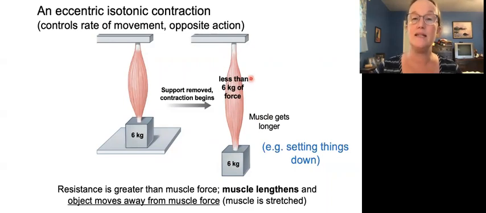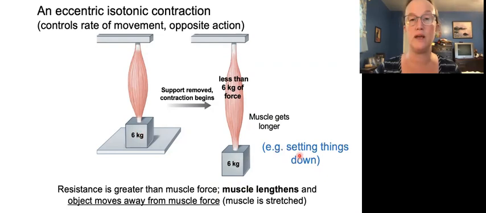This muscle can still be creating force, it can still be contracting and generating tension. And if it is, what it's doing is it's slowing the rate of descent of that weight. That muscle is getting longer, as you can see, as it develops tension. So the resistance down here is greater than the muscle force. As it creates tension, the muscle lengthens or stretches, and the object moves away from the muscle force. And this would be the situation if you were, say, setting something down.